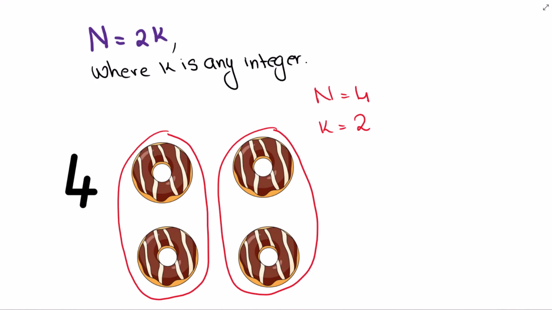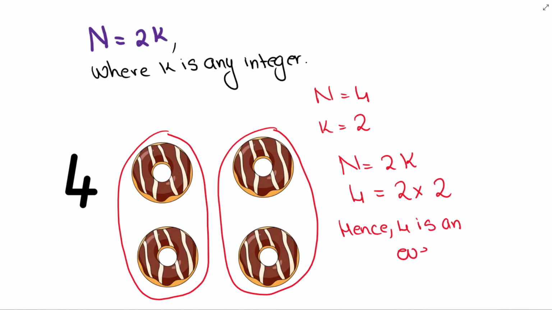So in our formula, n equals 2k. When we substitute n with 4, it becomes 2 times 2. Hence, 4 is an even number. This practical demonstration with donuts not only makes our math lesson more fun, but it also shows how the formula n equals 2k perfectly applies in real-world scenarios.